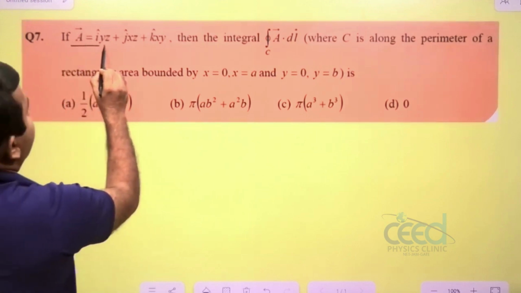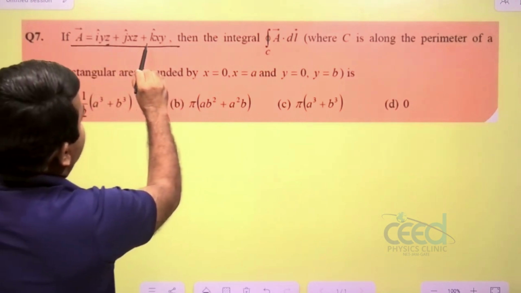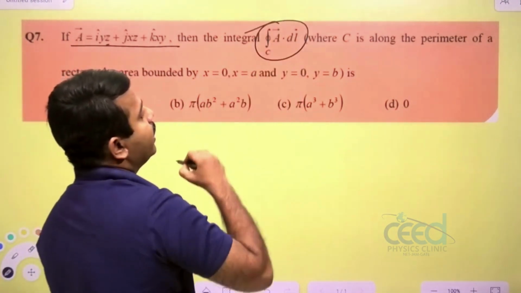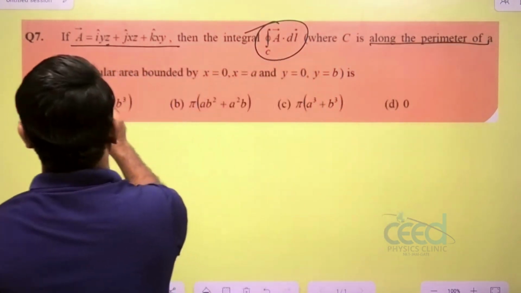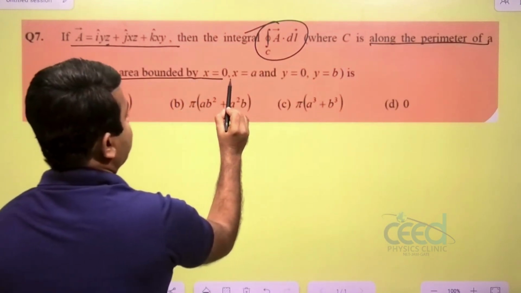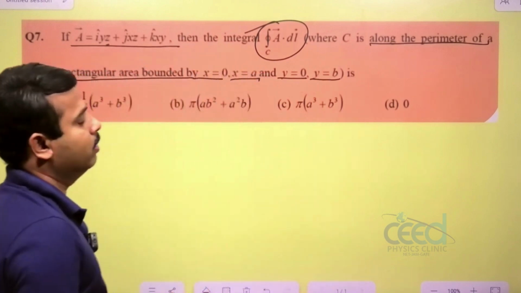A vector field A is given as A = î yz + ĵ xz + k̂ xy. Then consider the line integral ∮ A · dl, where C is along the perimeter of a rectangular area bounded by x = 0, x = a, y = 0, y = b.